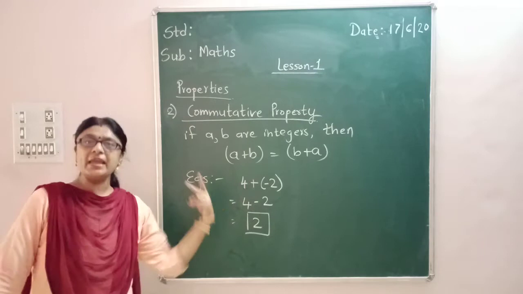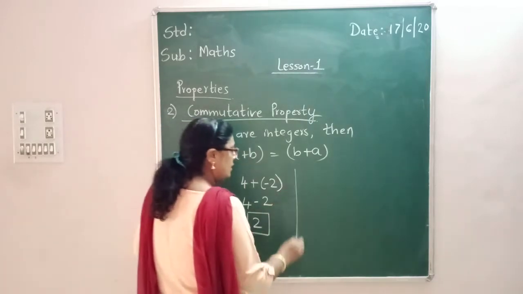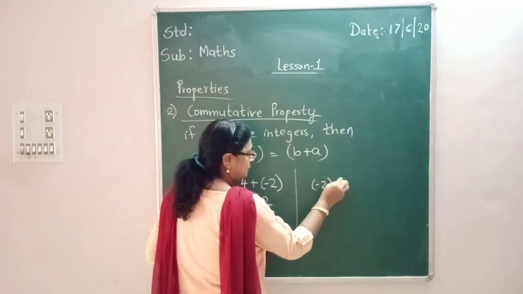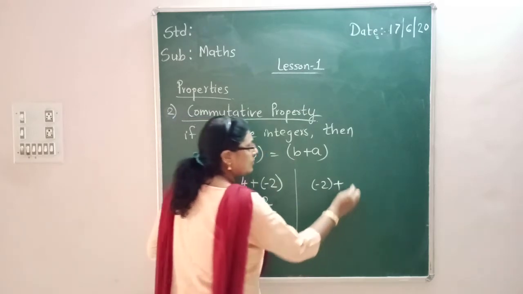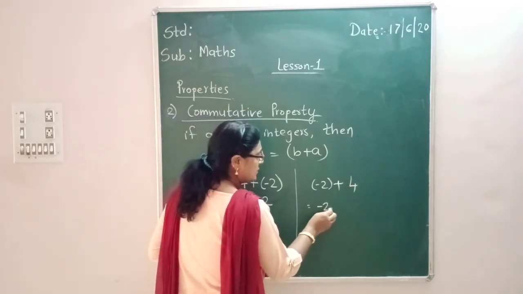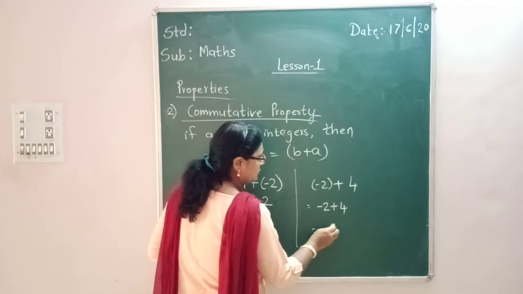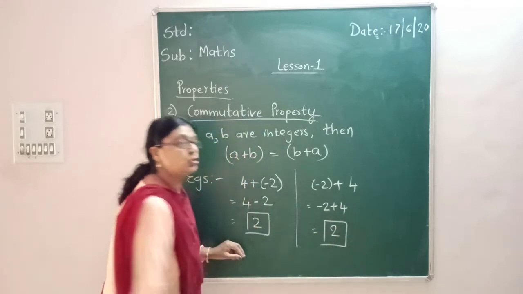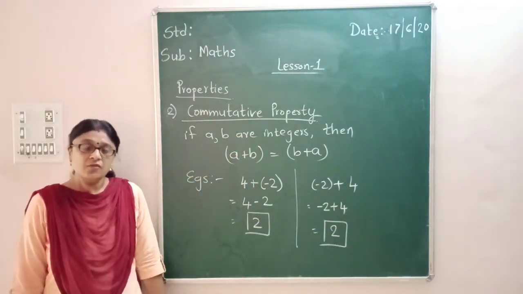Now let me do B plus A. So what is B over here? Minus 2. Plus what is A over here? 4. So minus 2 plus 4, that gives me the answer 2. Is that clear? Fine.